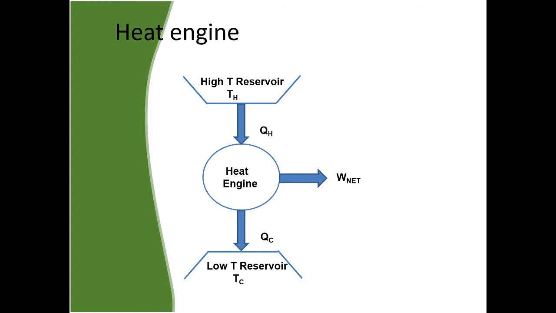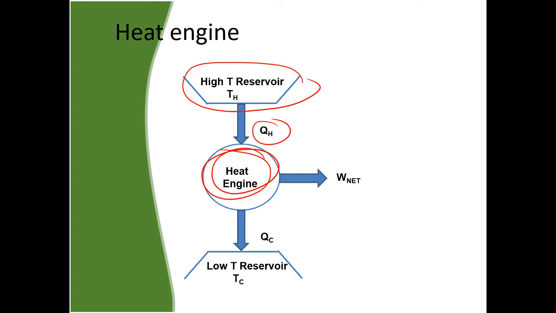And this is the diagram of a heat engine. As you can see, ito yung heat engine itself. It extracts a certain amount of heat from a high temperature reservoir to produce a certain amount of net positive work. Then it dumps yung heat to a low temperature reservoir.